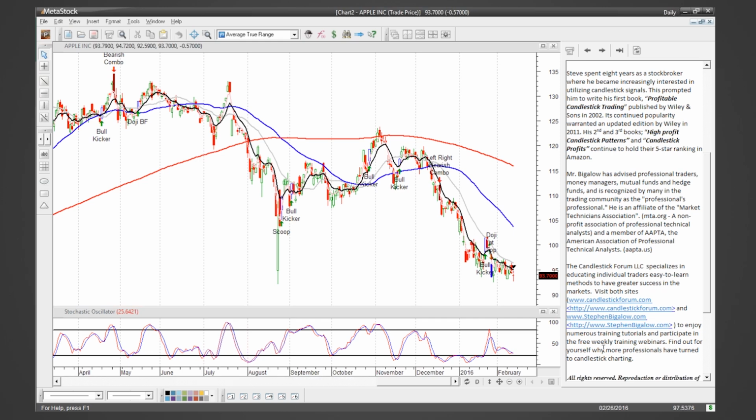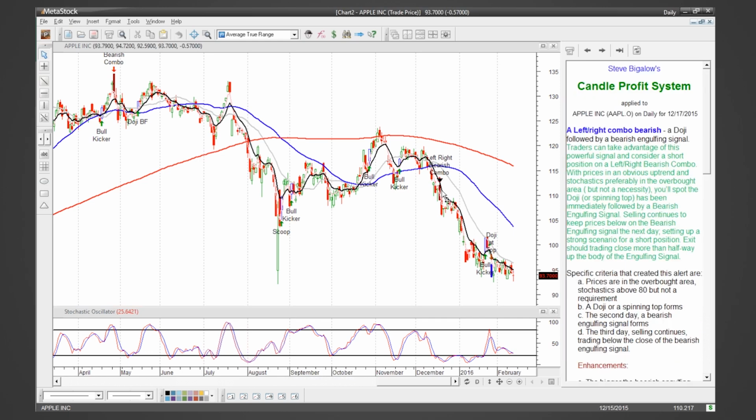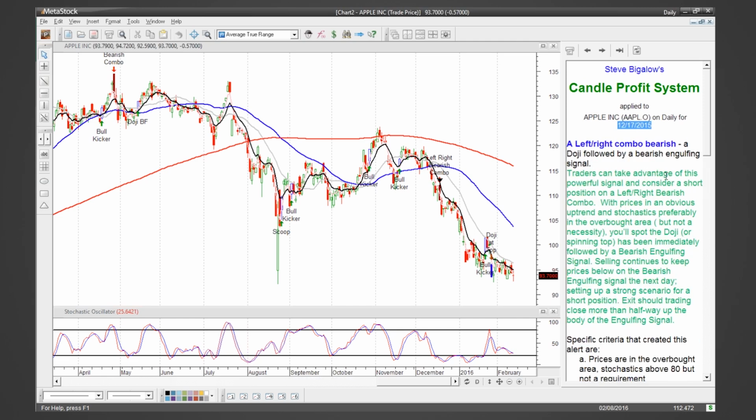Okay, but if I can go back and I can actually force this back a little bit, and let's say that we came in and maybe we ran the scan and we found Apple had a left-right bearish combo on a specific day. I can actually kind of move that commentary over, and it'll tell us exactly what kind of advice that we would have gotten on, in this case, 1217 for Apple. It's going to tell us a left-right combo. I'm going to make this a little bit bigger for you.